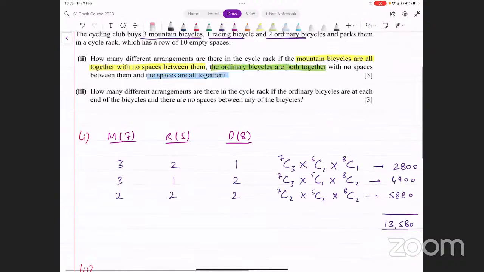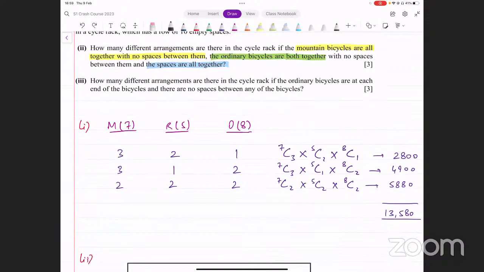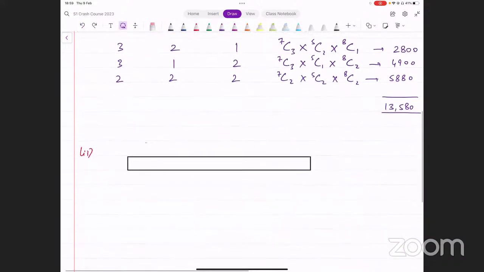Initially, it says we've got 10 empty spaces in which we have to park those bicycles. 6 of them are going to be bicycles now, and 4 are going to be the empty spaces after that. Now, initially, we would have 10 boxes for this, right? 4 empty spaces and 6 bicycles. So initially, we would have had 6 boxes that represent each of those places.